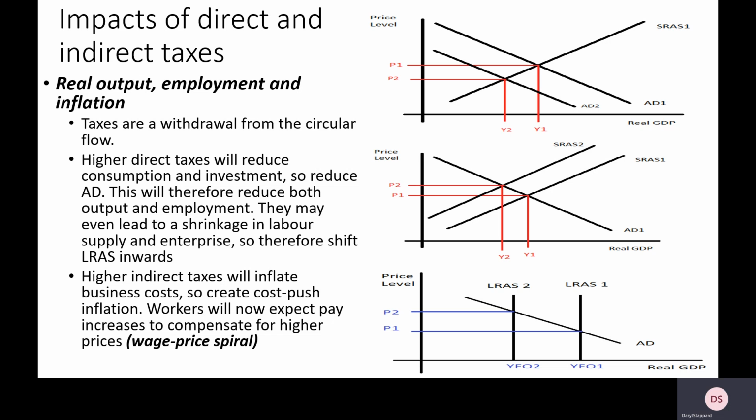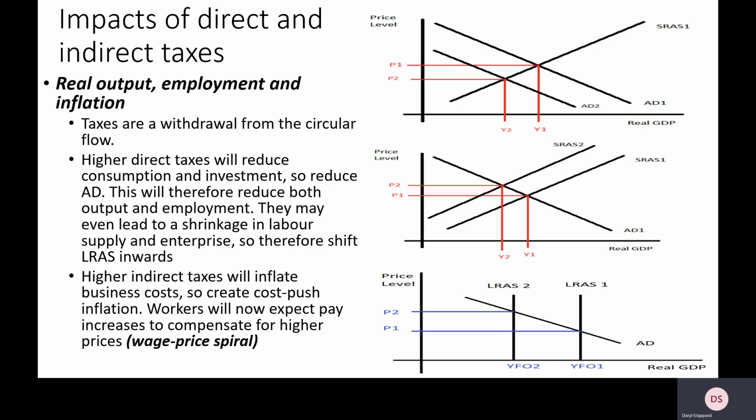Now, guys, look at both of these first two diagrams. This is really, really bad. If we raise direct taxes too much, it's going to kill aggregate demand. If we raise indirect taxes too much, it's going to significantly increase costs of production for businesses. These are both really, really bad for GDP and employment, and particularly with the second diagram, it's not very good for inflation either.